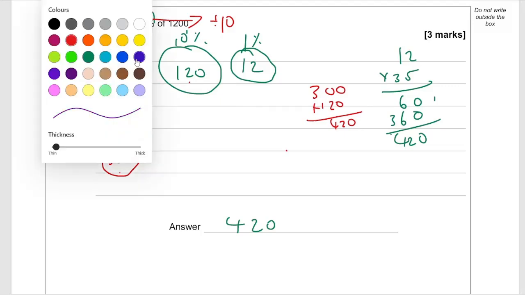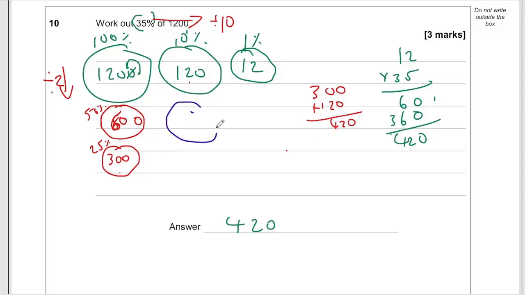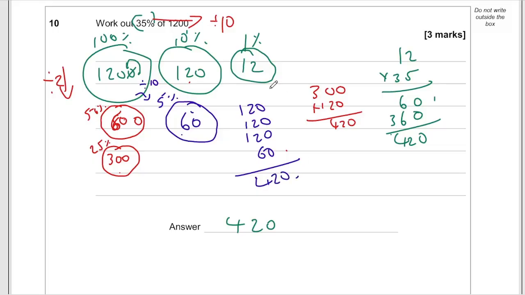There's one other thing I'll say at this point, and that is if we can find this circle, sorry, 5%, because we're dividing the percentage by 10, 50%, 5%. So that was 600, that becomes 60. I could do 3 lots of 10% and 1 lot of 5%. And then again that will add up to 420. So 10, 20, 30, 35. And remember that's percentage. So lots of different ways you can find out percentage.